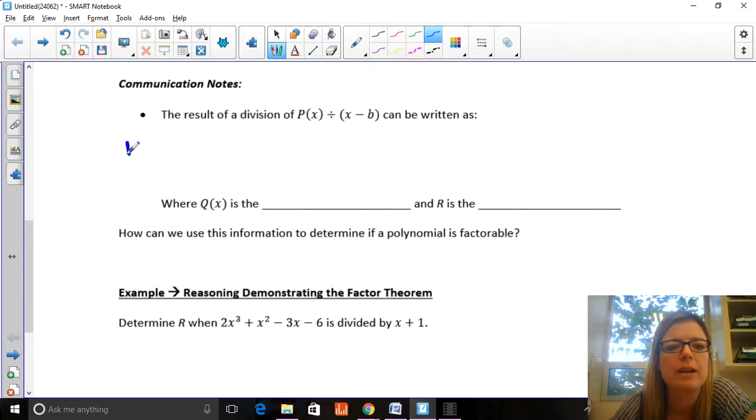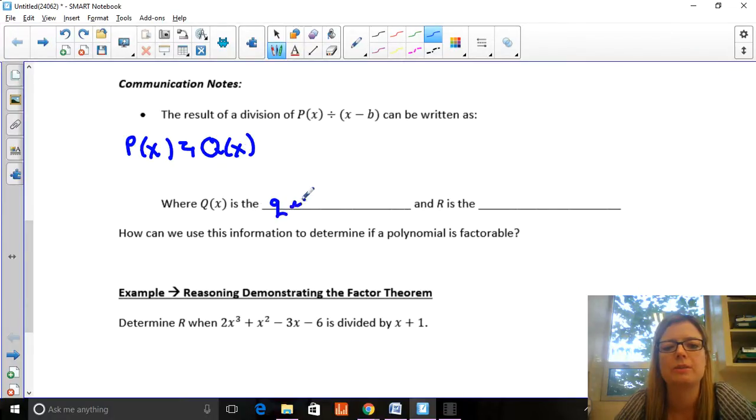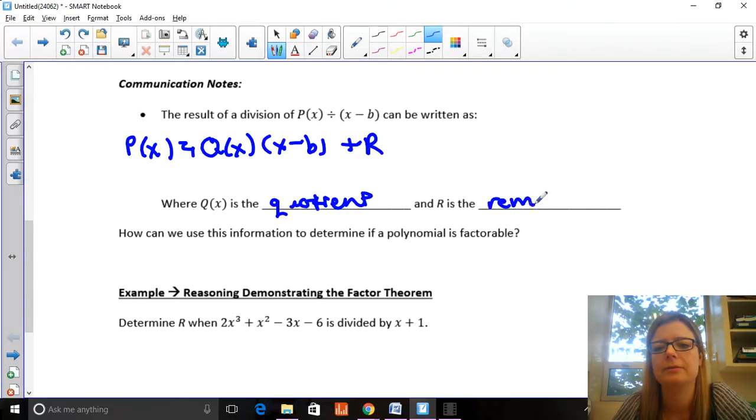Remember from yesterday, if we have a polynomial that we're dividing by x minus b, then we can write the result as P at x equals Q at x times x minus b plus r, where Q at x is the quotient and r is the remainder. Remember that's just how we wrote answers last time: whatever the quotient is times the divisor plus the remainder. We also talked about it being written in another way, but this is the way we're going to focus on today.